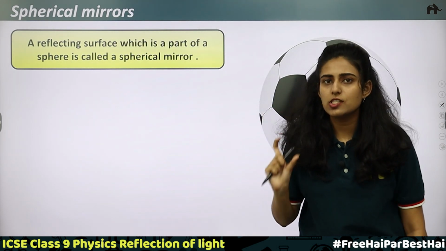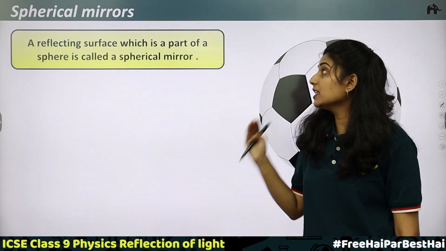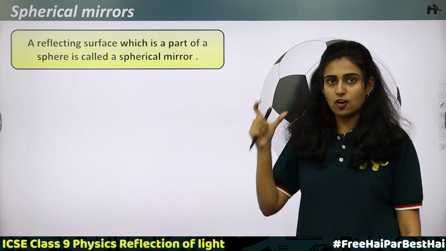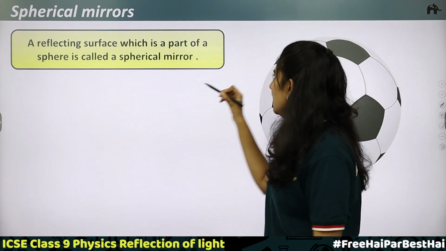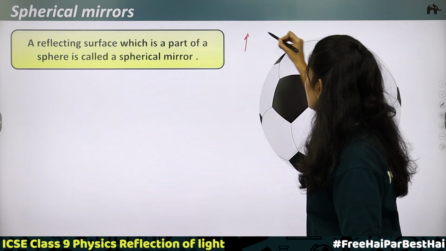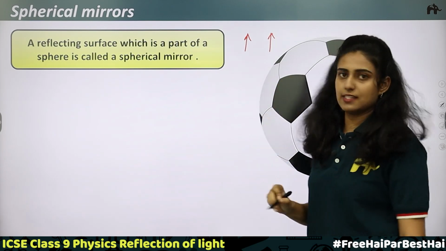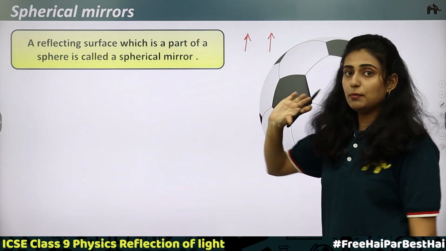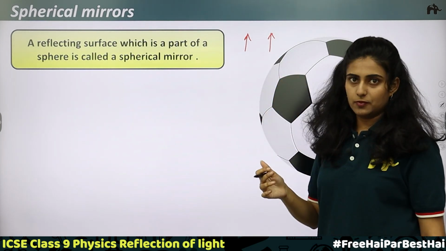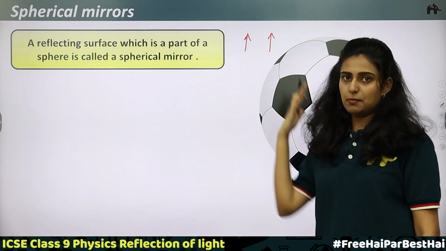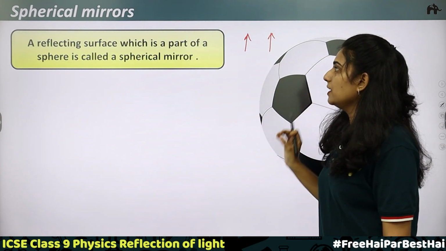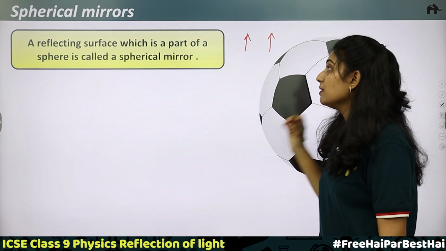What does virtual mean? The image which cannot be obtained on a screen is called a virtual image. What does erect mean? It will be of the same type. If this is the object, the image will also be like this, upright. Inverted means upside down. Upright image, this is what erect means. It will be formed behind the mirror. So these are the properties of an image that is formed in case of a plane mirror.